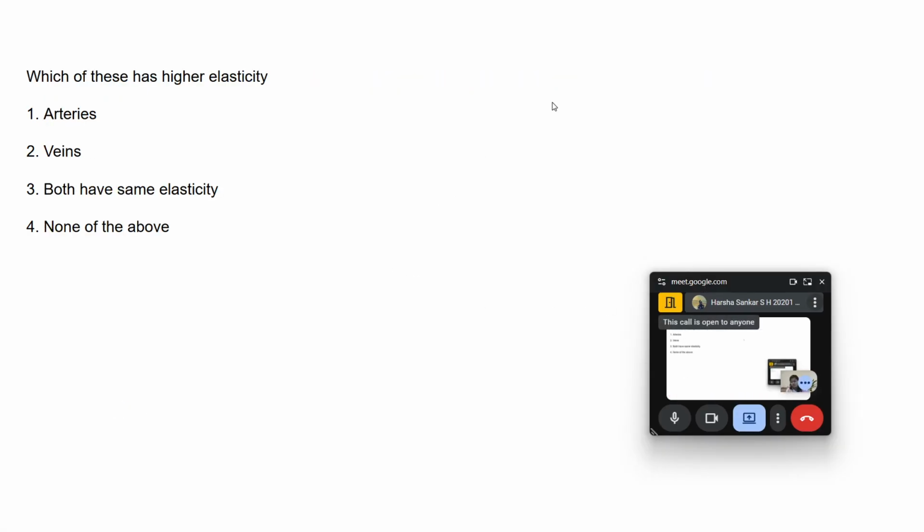These are simple questions. Which of these has higher elasticity? Again, it's about elasticity. So remember which has the higher thickness. Option 1 arteries, option 2 veins, option 3 both have the same elasticity, option 4 none of the above. So which has higher elasticity?